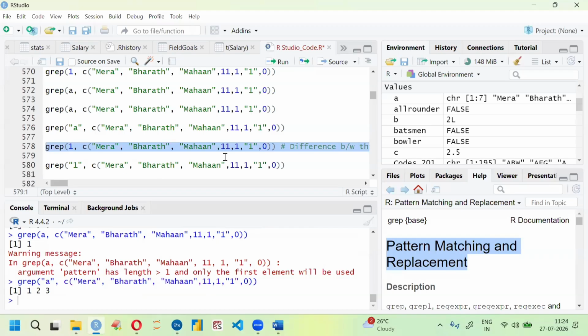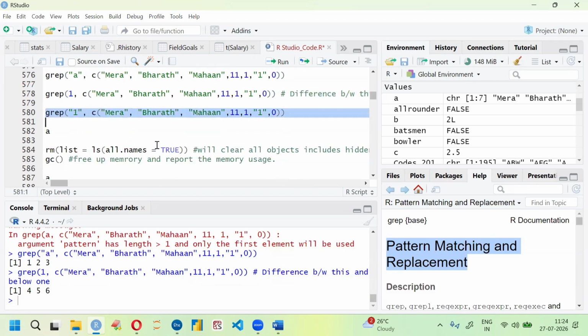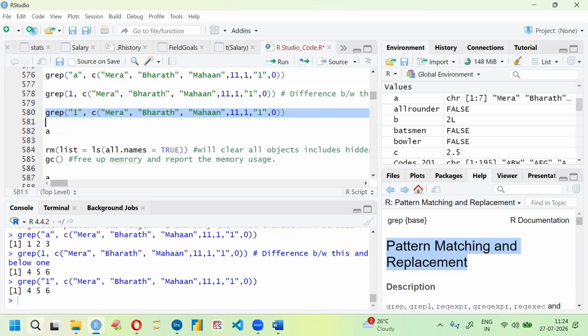Next, grep 1 in Mera Bharat Mahan. So we are finding for 1 in Mera Bharat Mahan. So obviously we have to get 4, 5, 6 or something like that. See, 4, 5, 6. And next, grep 1 in Mera Bharat Mahan 1 1 1 1. Let us try to run that one. See, I get 4, 5, 6. So that is the thing.